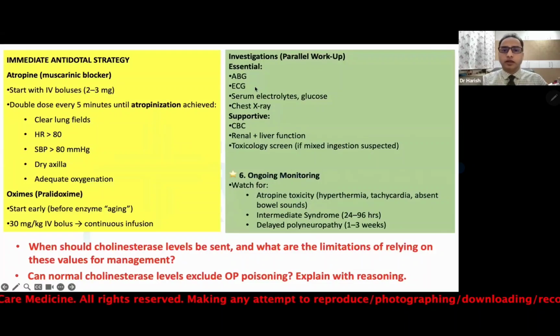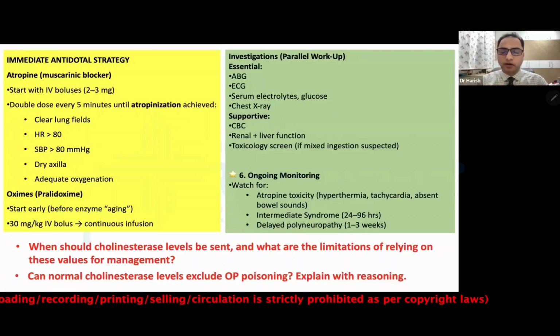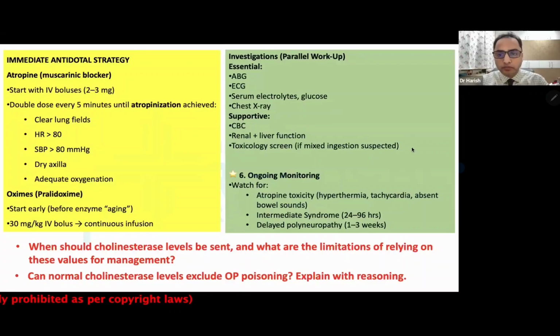So investigations in parallel. You send at least ABG, ECG, serum electrolytes, blood glucose. Chest X-ray and other supportive tests like CBC if the patient is aspirating or referred from another hospital. Renal and liver function tests if the patient was an ethanolic. Toxicology screen if mixed ingestion is suspected. Then ongoing monitoring: monitor for atropine toxicity like hyperthermia, tachycardia, absent bowel sounds, and subsequently later for intermediate syndrome, delayed polyneuropathy and so on.